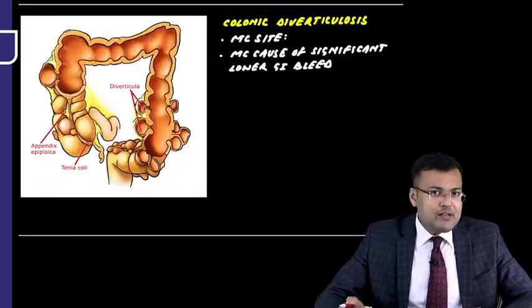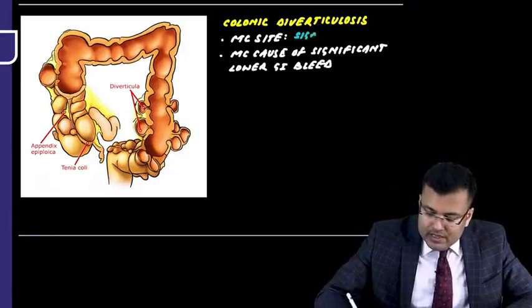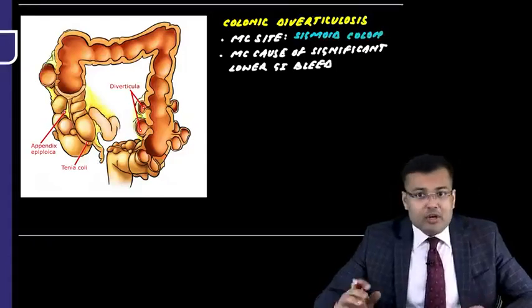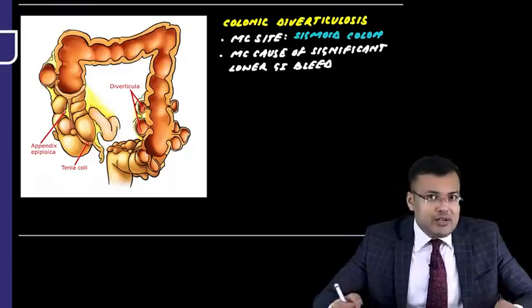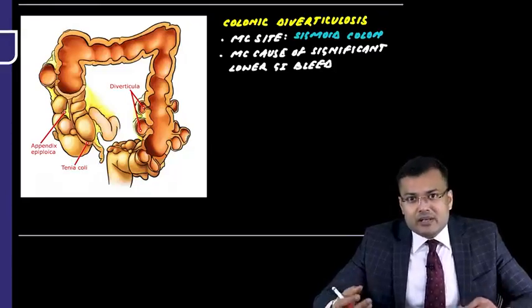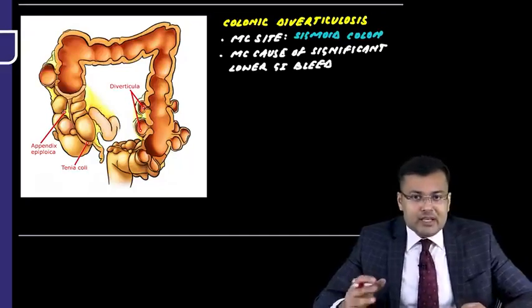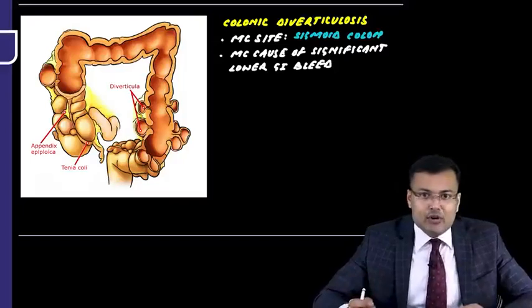What is the most common site of colonic diverticulosis? It is the sigmoid colon. Clear? And you know that colonic diverticulosis is the most common cause of significant lower GI bleed. How much bleeding? Sometimes 100 ml, 200 ml, even 300 ml bleeding occurs from colonic diverticulosis. The most common site is the sigmoid colon, but bleeding is more common from the right side of the colon.